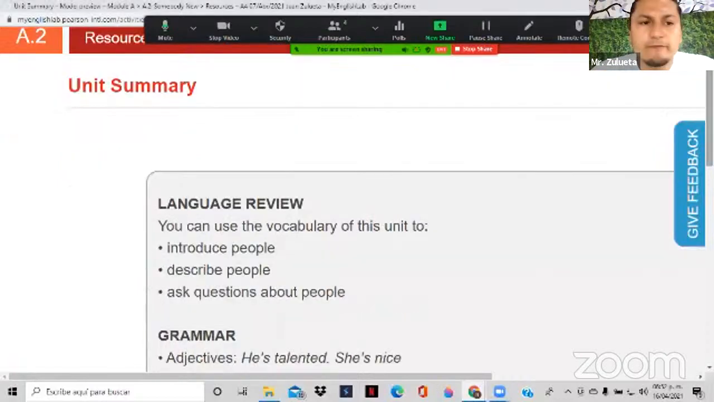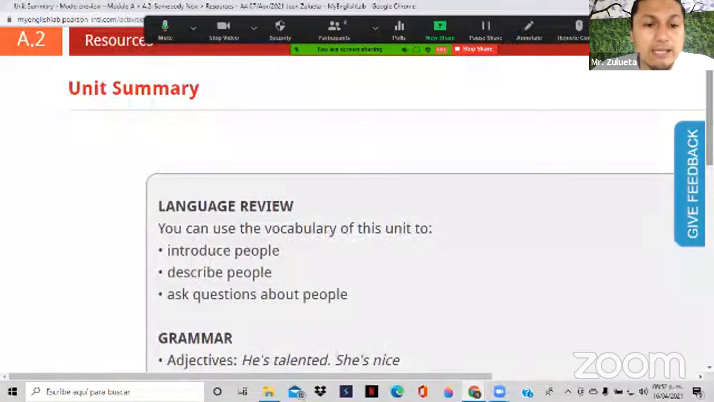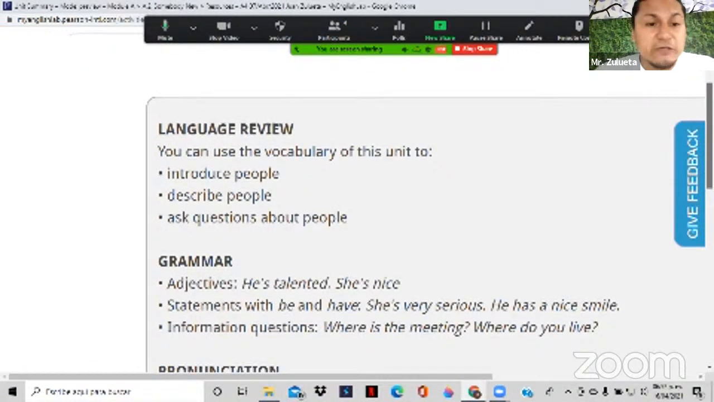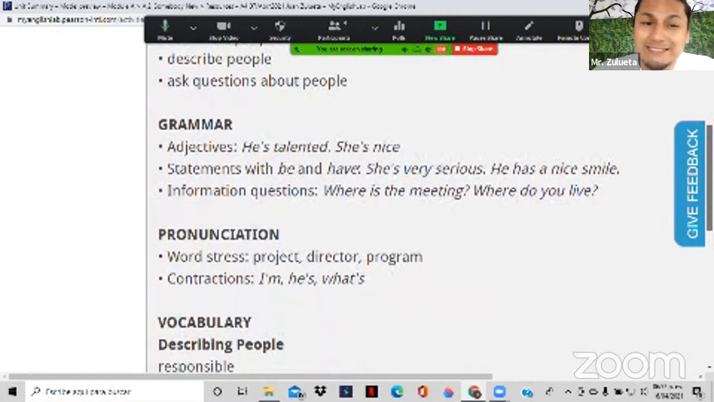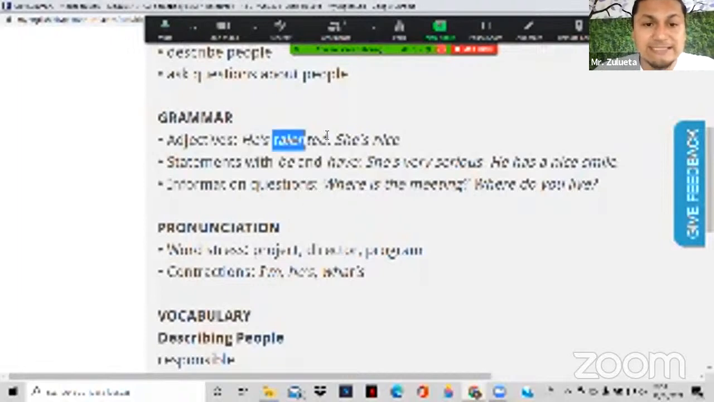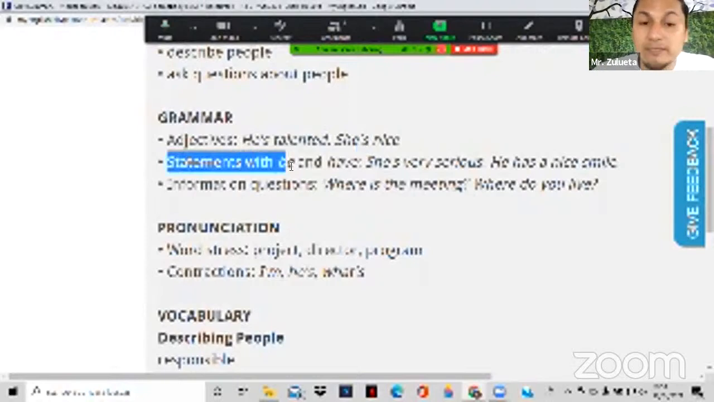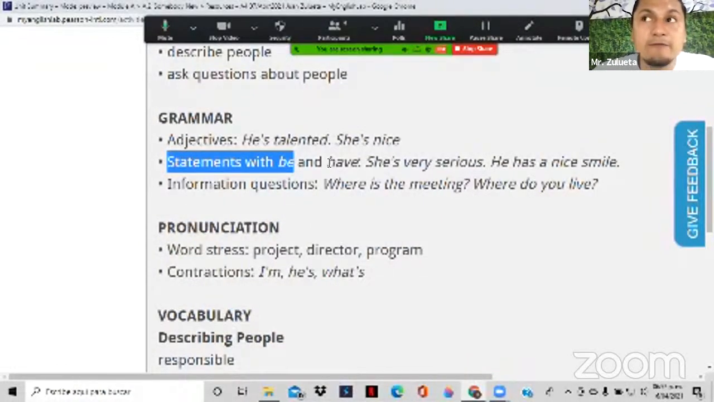All right, very quickly, we have the unit summary. For our language review, you can use the vocabulary of this unit to what we just went over: introduce, describe, and ask questions. Grammatically, we are going to concentrate on the adjectives. For example, talented. He is talented, intelligent, etc. She is nice, she is nice. And we are also going to go over the apostrophe, okay? Meaning the contraction form of personal pronoun and the verb to be. So we also have statements with the verb to be and have. I am Juan, I am 30 years old, and I have a red car. I have two dogs, two red dogs, etc.